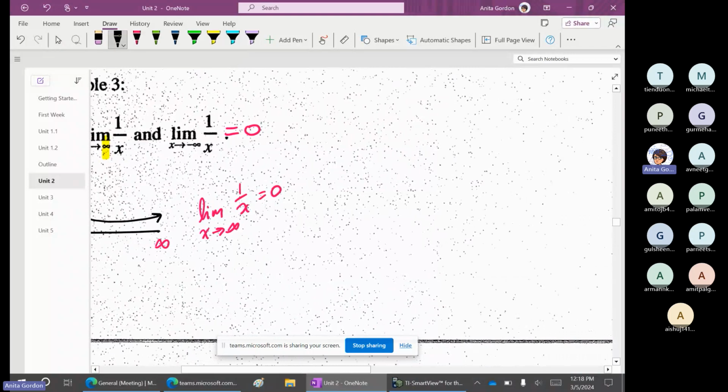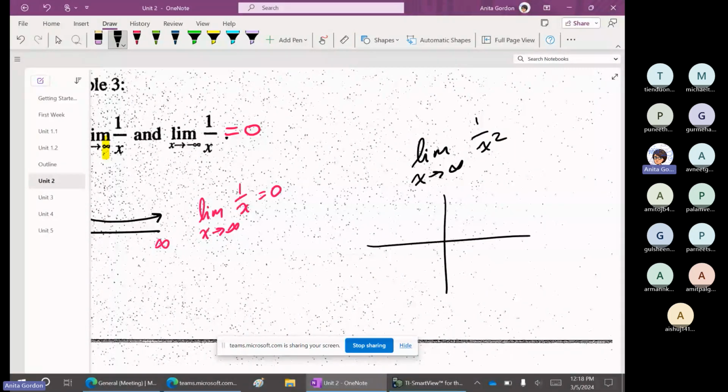If I had a function like, what is the limit as x approaches infinity of 1 over x squared? Remember that graph? What does this one look like? Yeah, where the left side is flipped. So we're looking at something like this. As we go to the right, we approach 0. As we go to the left, we also approach 0.